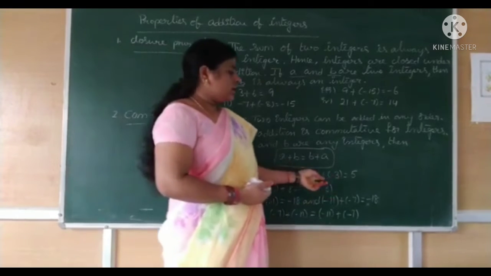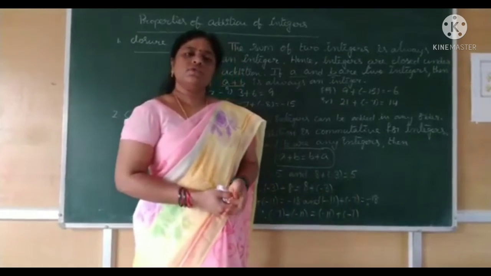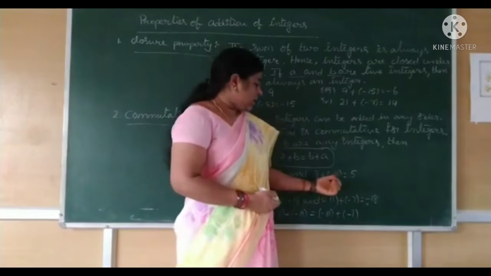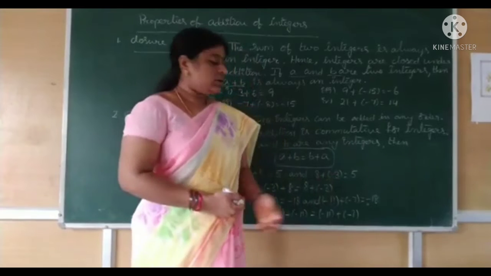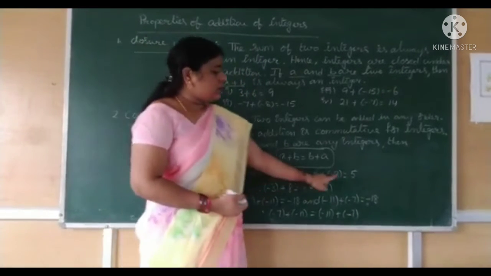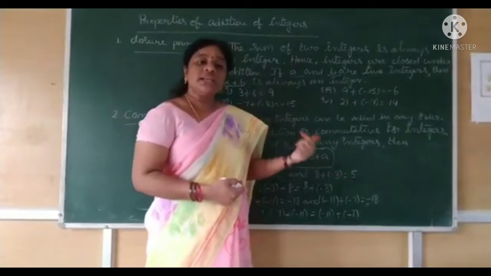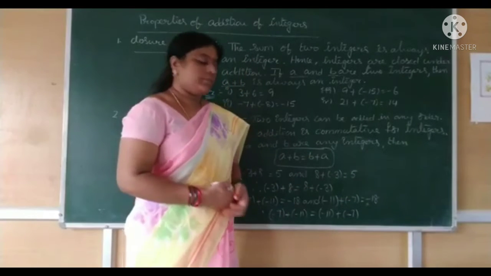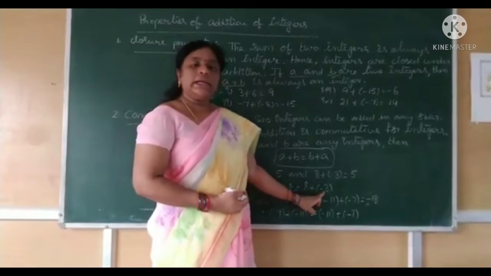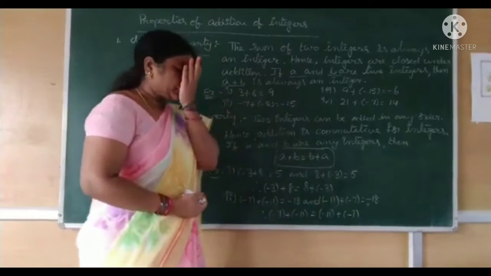Here also, one is positive, another one is negative. First of all, you find the difference. The difference between 8 and 3 is 5. The greater number is 8 with plus sign. So the result is 5. Check out here, equals 5. If you change the order, the result is the same. Therefore, minus 3 plus 8 equals 8 plus minus 3.